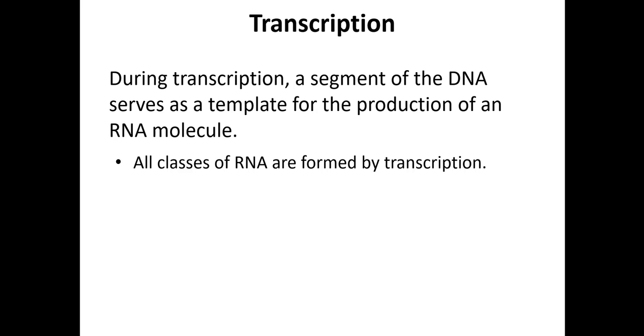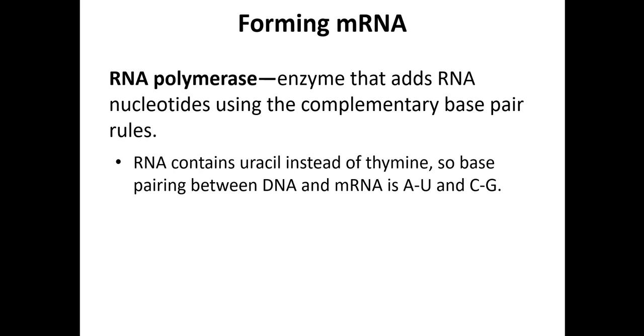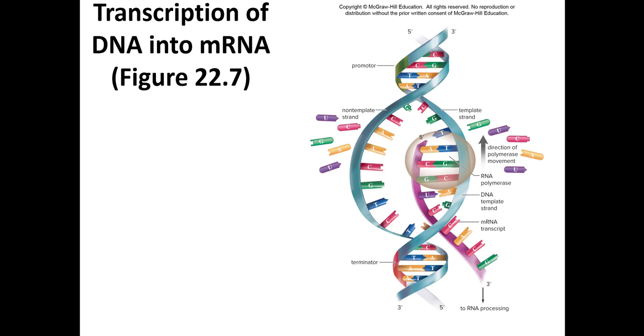During transcription, a segment of DNA serves as a template for the production of an RNA molecule, and all classes of RNA are formed by transcription. Transcription occurs in the nucleus when an enzyme, RNA polymerase, opens up the DNA helix so that the complementary base pairings can occur. Then RNA polymerase joins the RNA nucleotides, and an mRNA molecule with a sequence of bases complementary to the DNA segment results. So there's a pairing between A and U, and C and G. Here's a picture showing you that: transcription of DNA into mRNA.